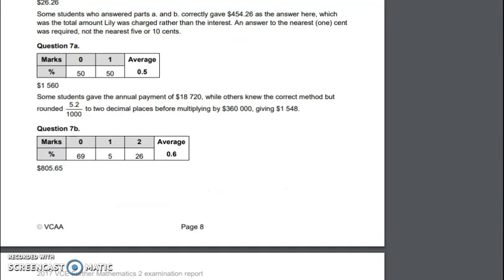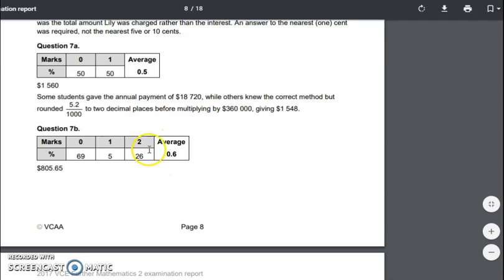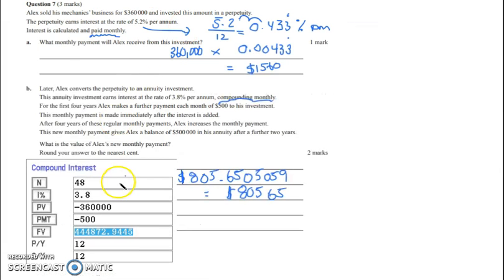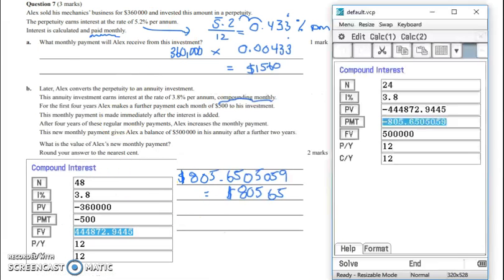$805.65. Looking at the assessor's comments, only 26% of the cohort managed to get this question correct, not knowing how to do a two-part question using the calculator, taking the final value and making that your starting value in the next part of the question. Hopefully this helps.